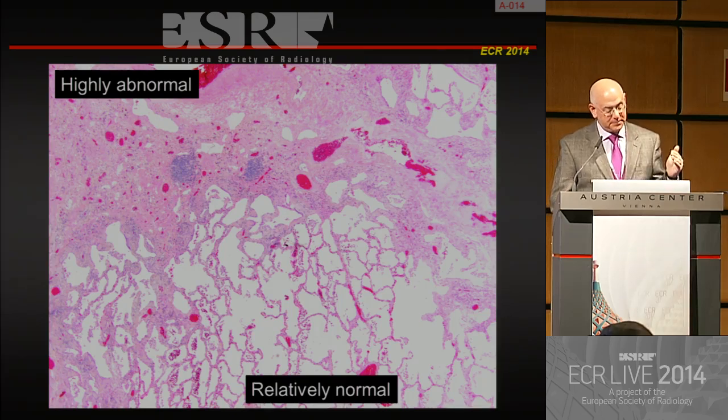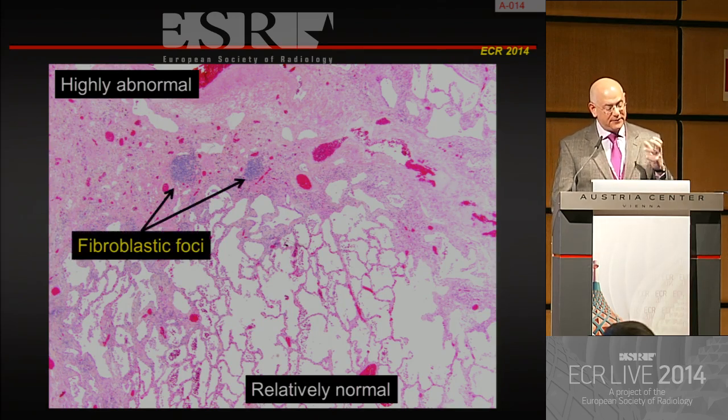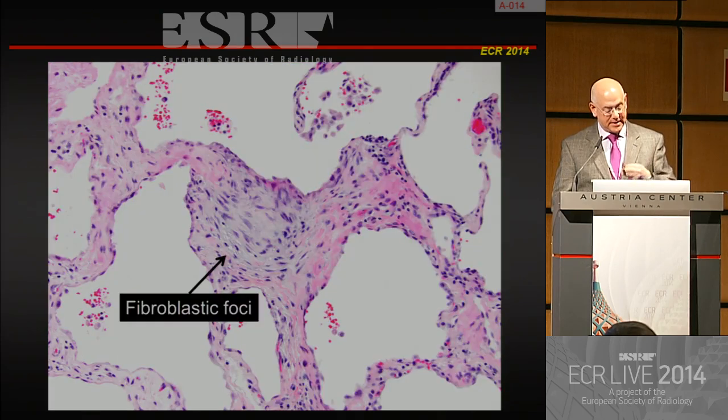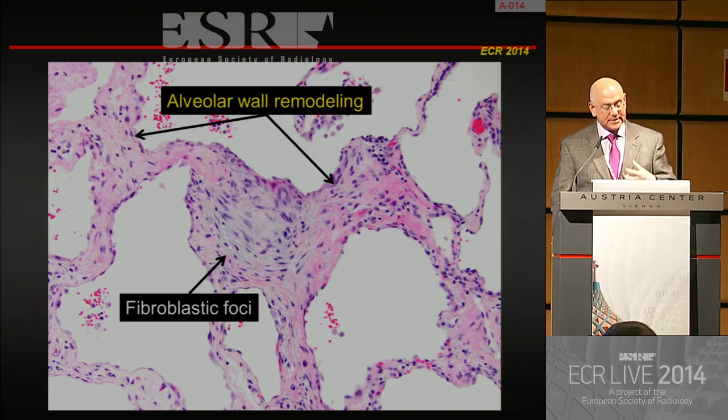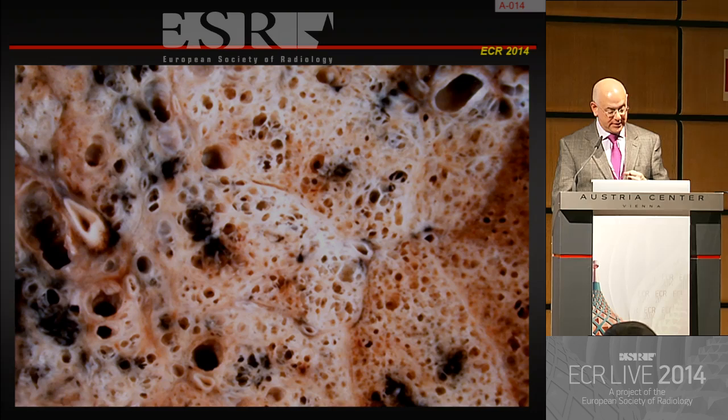At the borderline between highly abnormal and relatively normal lung parenchyma, we find structures in these patients that are called fibroblastic foci, and these fibroblastic foci are really the motor, the fuel for this ongoing process that causes alveolar wall remodeling in patients with pulmonary fibrosis. The end result of this fibrotic process is a sponge-like deformation of the lung.